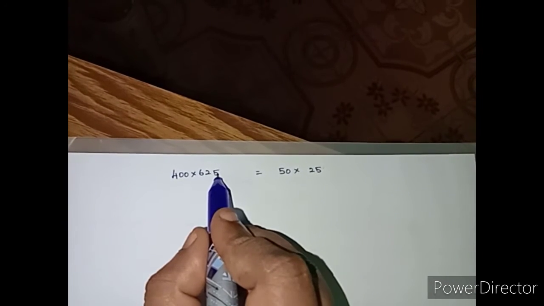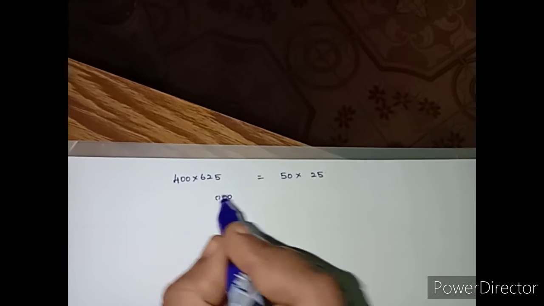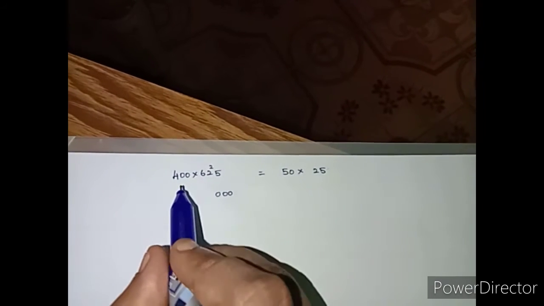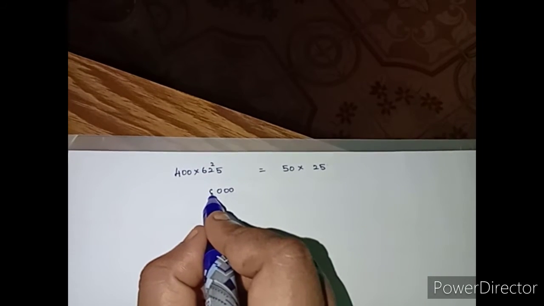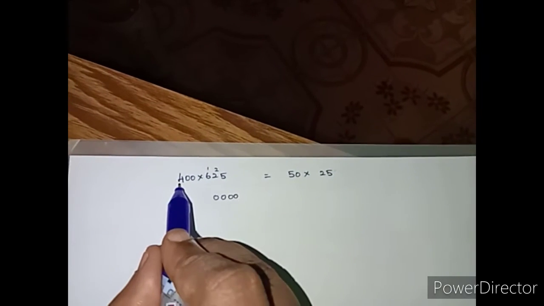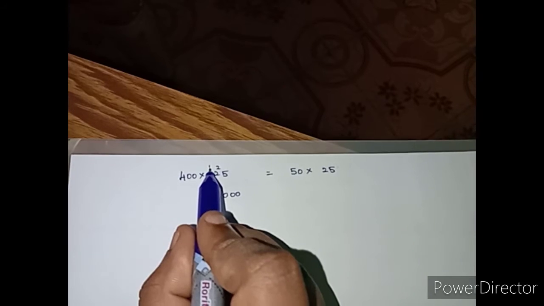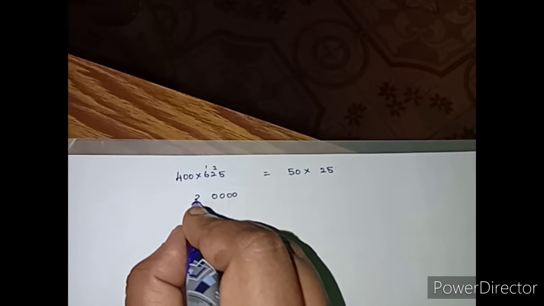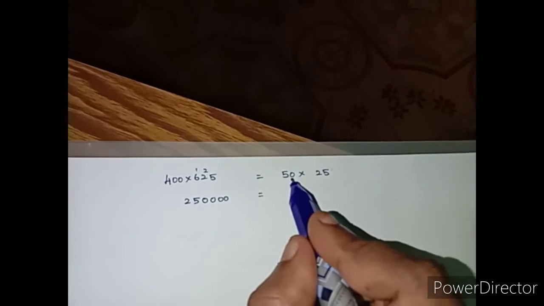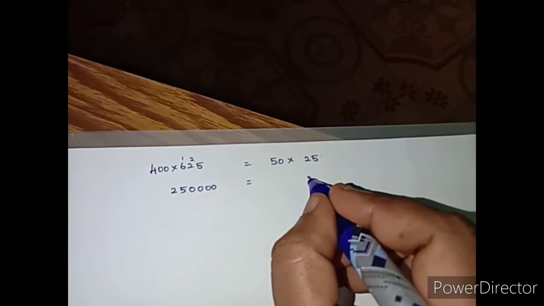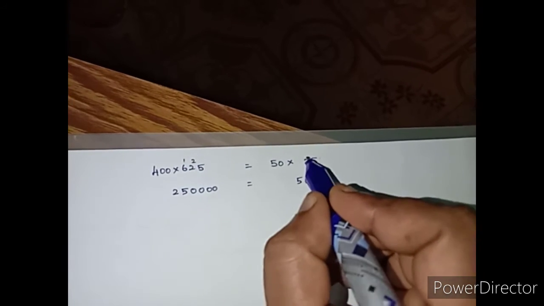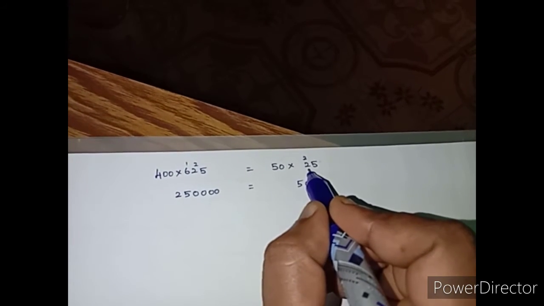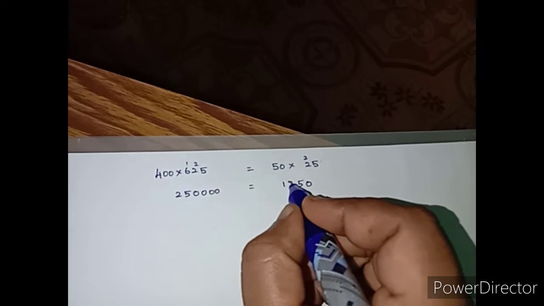So 5 4s are 20. 0, 2. 4 2s are 8. 8 plus 2 is 10. 0, 1. 4 6s are 24. 24 plus 1 is 25. Here again we have 1 0 here. I'll write this 1 0 here. 5 5s are 25. 2. 5 2s are 10. 10 plus 2, 12.